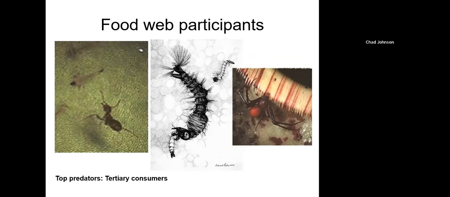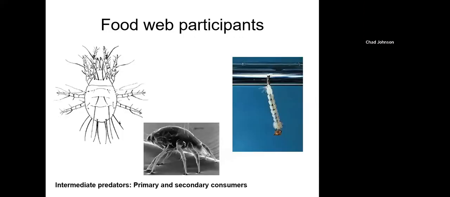There are top level predators. These are again tertiary consumers, meaning that they are going to prey on somebody else that's also a consumer. The top level predators, the tertiary consumers in these food webs, tend to be spiders, spiders that hang out along the edge of the water. There's also some aquatic predators that are predators on smaller prey.